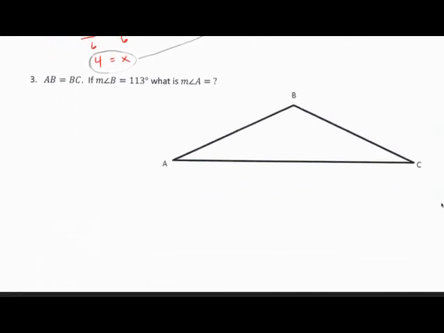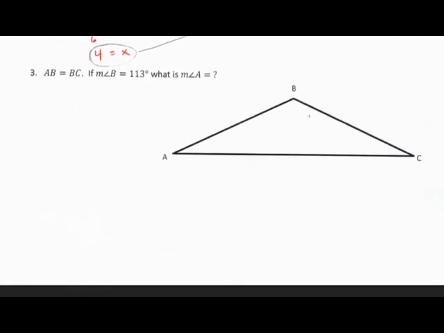Problem number 3, AB is equal to BC. If the measure of angle B is equal to 113 degrees, so let's label that 113 degrees, and let's label that AB is congruent to BC. Let's put the congruent symbol. If measure of angle B equals 113, we already have that. So what is the measure of angle A? So I'm going to put x right there.